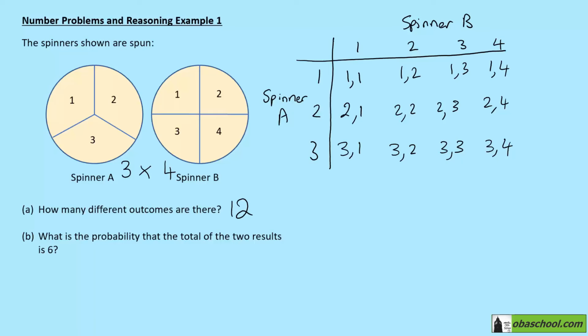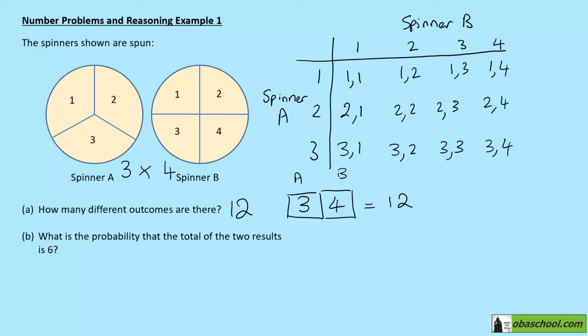A method I quite like to use is something called a box method. We've got 2 things happening. This is what's happening on A, and this is what's happening on B. And we've got 3 outcomes from A and 4 outcomes from B. And you multiply the things in the box, giving us 12.